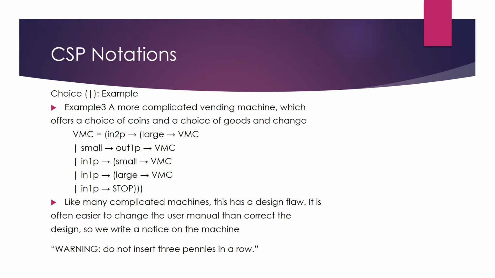And here also the same example which denotes the choice. See, in the last thing, like many complicated machines, this has a design flaw. It is often easier to change the user manual than correct the design. So we write a notice on the machine. The warning is, do not insert through the machine 3 pennies in a row.